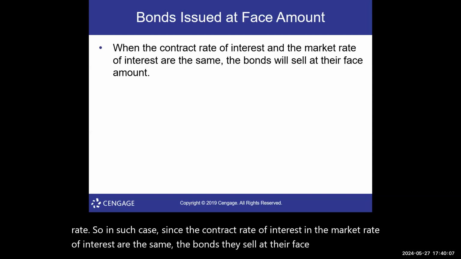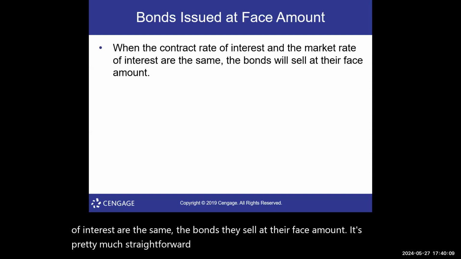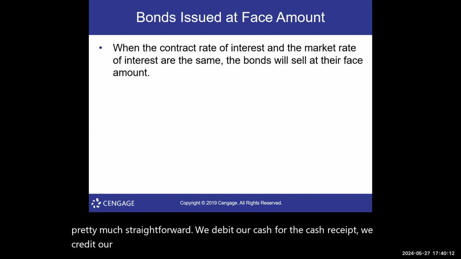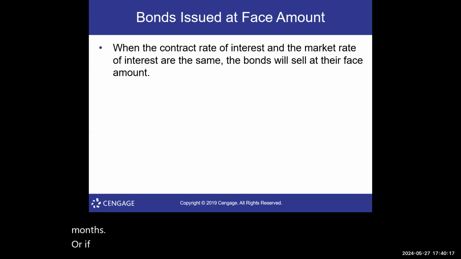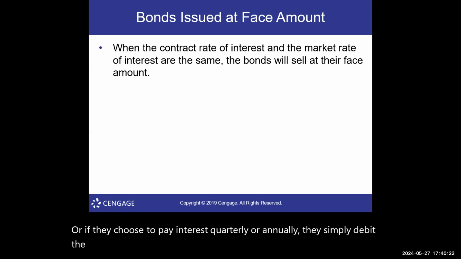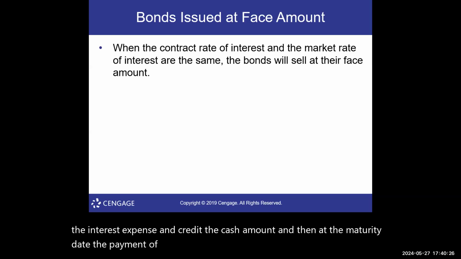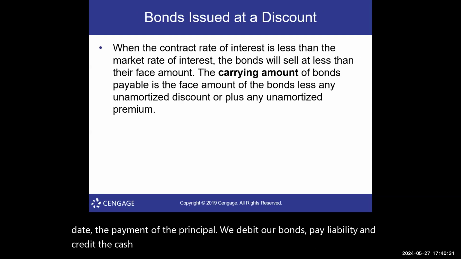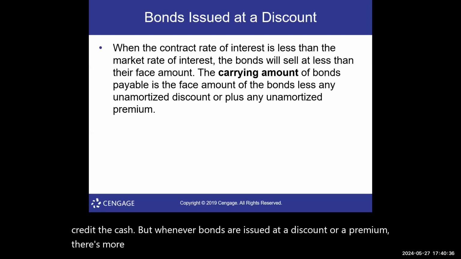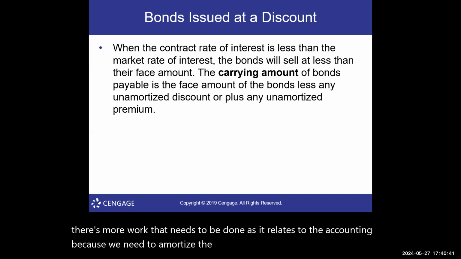It's pretty much straightforward. We debit our cash for the cash received. We credit our bonds payable for the liability. And then every 6 months, or if they choose to pay interest quarterly or annually, they simply debit the interest expense and credit the cash amount. And then at the maturity date, for the payment of the principal, we debit our bonds payable liability and credit the cash. But whenever bonds are issued at a discount or a premium, there's more work that needs to be done as it relates to the accounting because we need to amortize the bond discount or the bond premium.